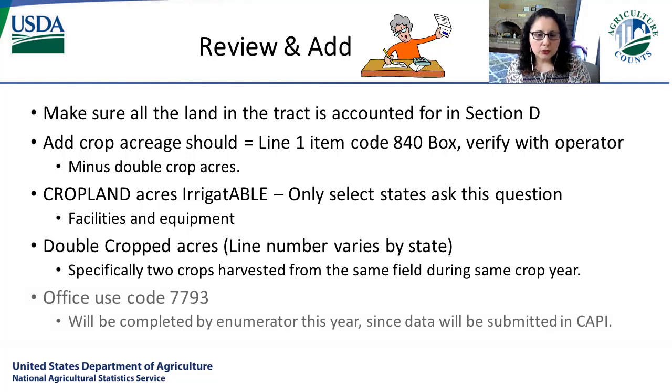Lastly, we have the office use code 7793. This code was added to monitor the source of the data recorded in Section D. This year, this code will be completed by you, the enumerator, since tract questionnaires will be submitted via CAPI. So please make sure to include any notes on observation of the tract in CAPI.